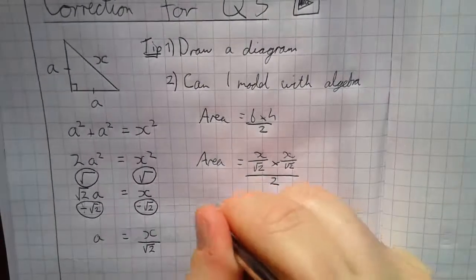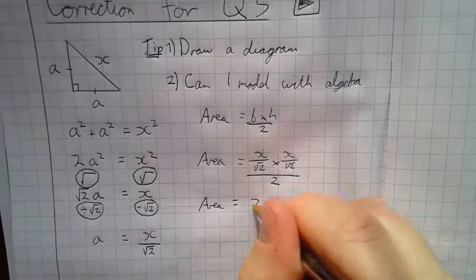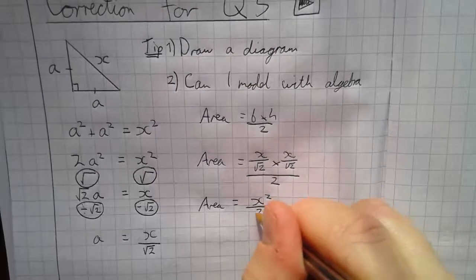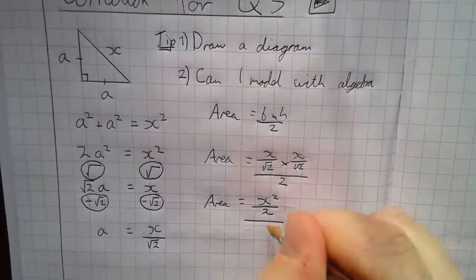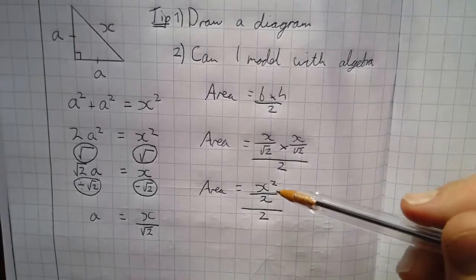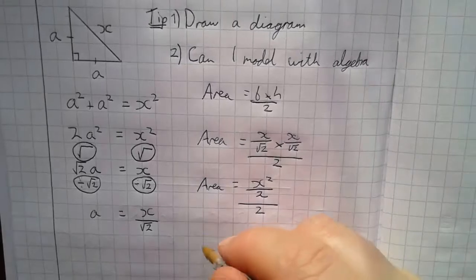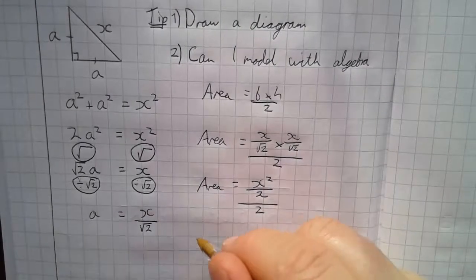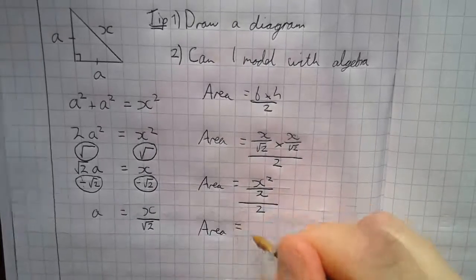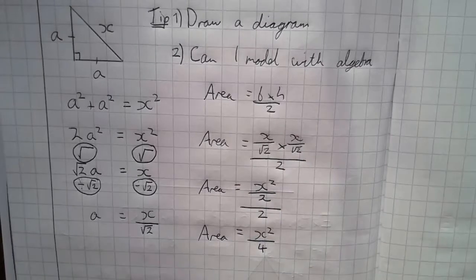Okay, so my area here is x times x is x squared, root 2 times root 2 is 2, and that's all divided by 2. So if I've got something divided by 2, and then I divide it by 2 again, it's the same as it being divided by 4. So my area here is x squared over 4, and that's my answer.